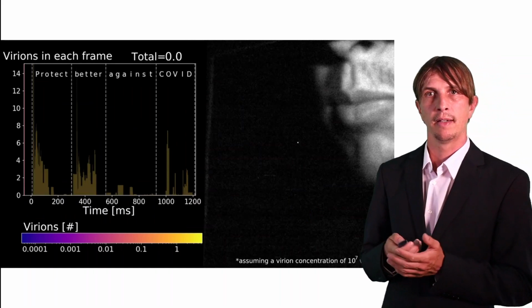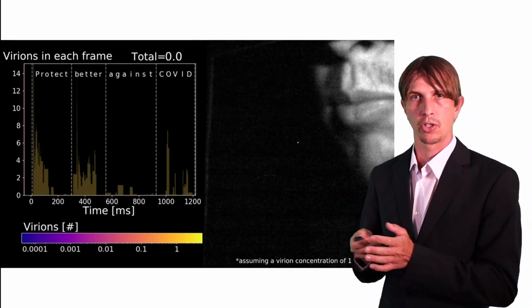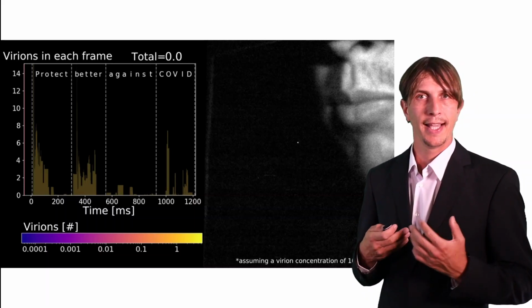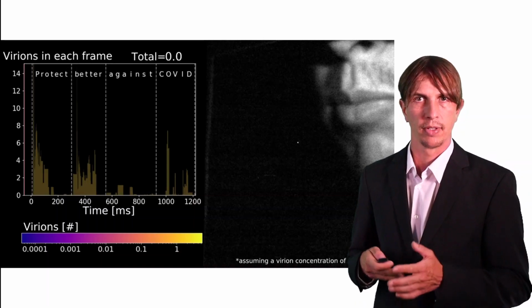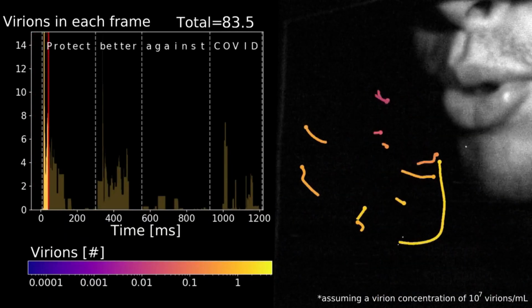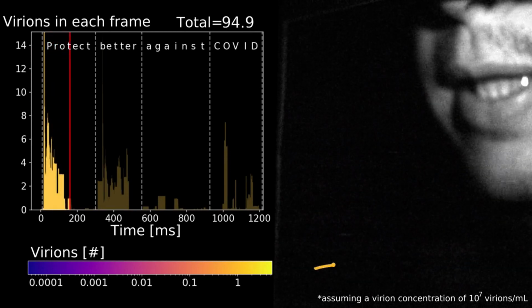Now we have applied this when saying "protect better against COVID" at a level of 85 decibels, or by yelling it at 105 decibels. The P of "protect" is emitting up to 100 virions.